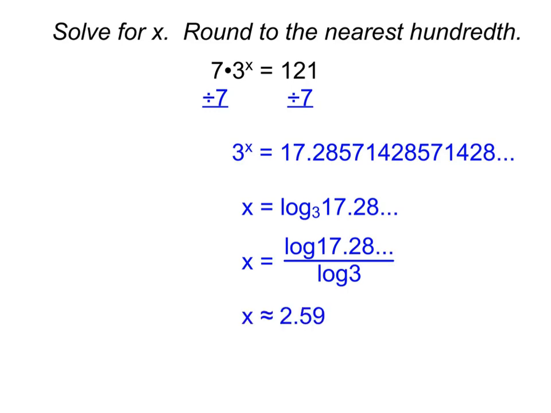And when you do that, you should be getting an answer in this case, after rounding to the nearest hundredth, because it's our final answer, yes, we do round, of 2.59. And so that's what we would then enter as our solution.